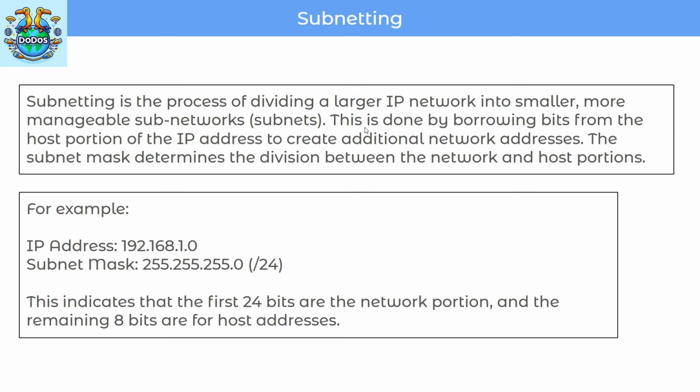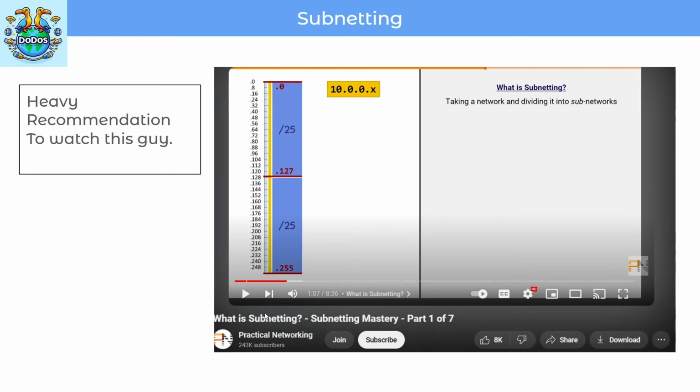So in brief, subnetting is done by borrowing bits from the host portion of the IP address to create additional network addresses. The subnet mask determines the division between the network and host portions. An example would look like this, where it indicates that the first 24 bits are the network portion and the remaining 8 bits are for host addresses.